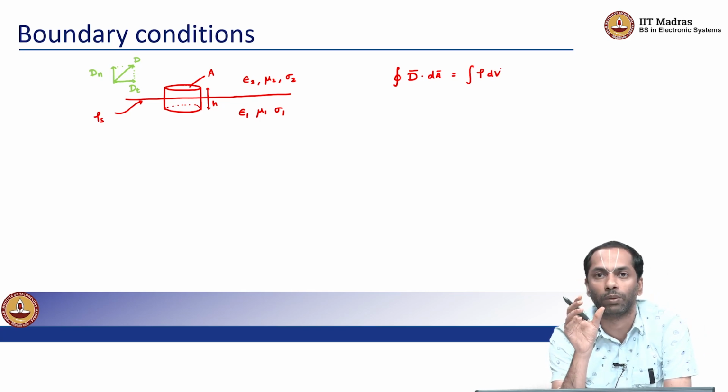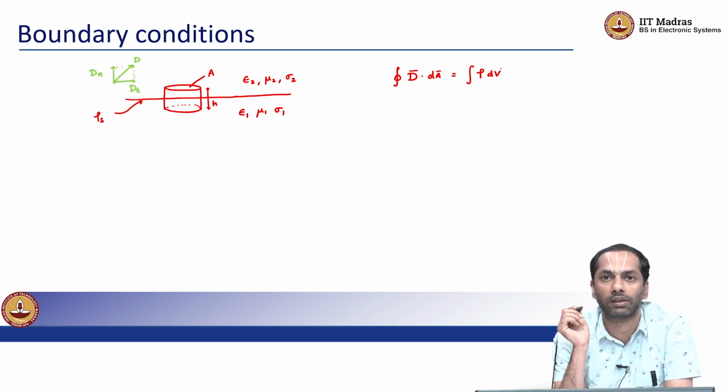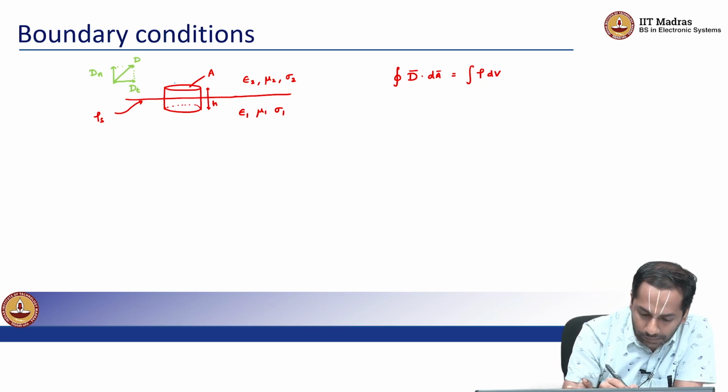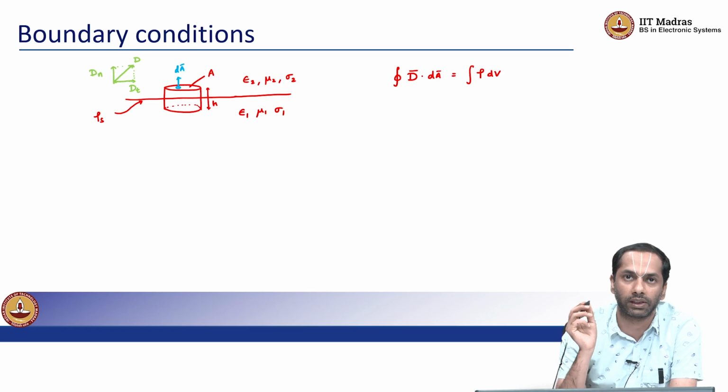So, we are considering a volume that is contained in this pill box, which could have a certain charge density rho. So, the net integrated charge that is within this volume is equal to the surface integral of the displacement vector on the outer side of the volume, right. So, if I take a dA on the surface of the pill box, it should be normal to the surface, right, and d normal is going to be aligned with this dA vector, right.